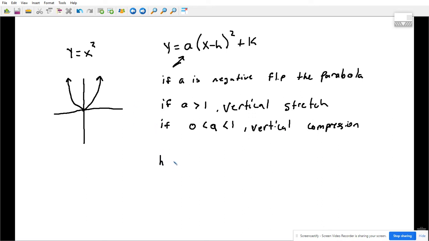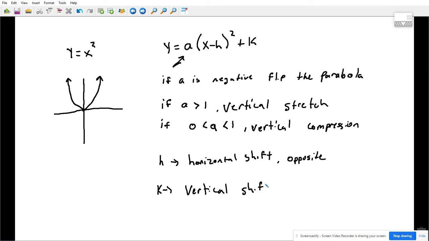My H, okay, H is a horizontal shift, and it's always the opposite. Okay, so a horizontal shift, okay, and it's always the opposite. Meaning, if I have a -4 here, we always think of minus going to the left. If it's a negative inside the parentheses, we would actually go to the right. Okay, if it's a positive, we would go to the left. And then my K is a vertical shift, and that one's always the same.